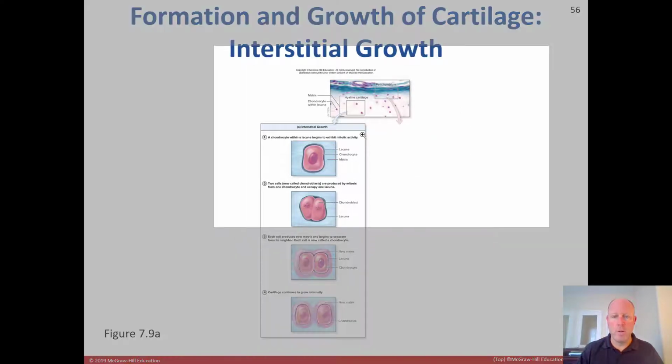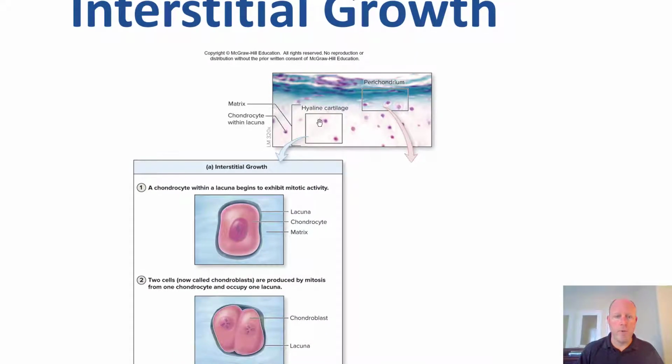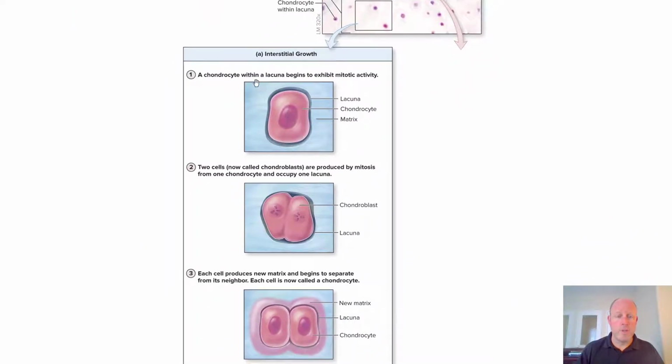Zoom in here. On our picture, we're looking at the interstitial growth specifically, occurring within hyaline cartilage, and we have here our matrix, and then our chondrocyte within the lacuna. Look at those specifically. With interstitial growth, the chondrocyte within the lacuna begins to exhibit mitotic activity, ready to split and divide. We have the lacuna on the outside, that outer layer, then the chondrocyte itself with the matrix outside here, the lacuna, and this being the chondrocyte nucleus.